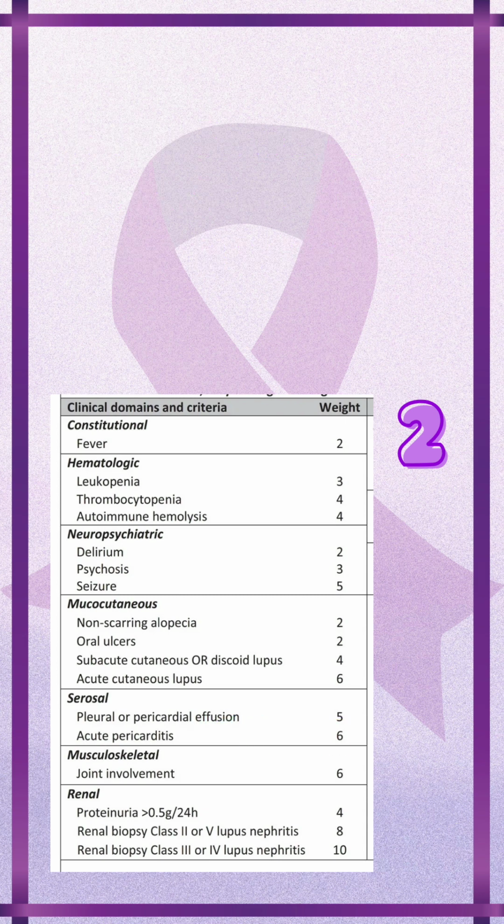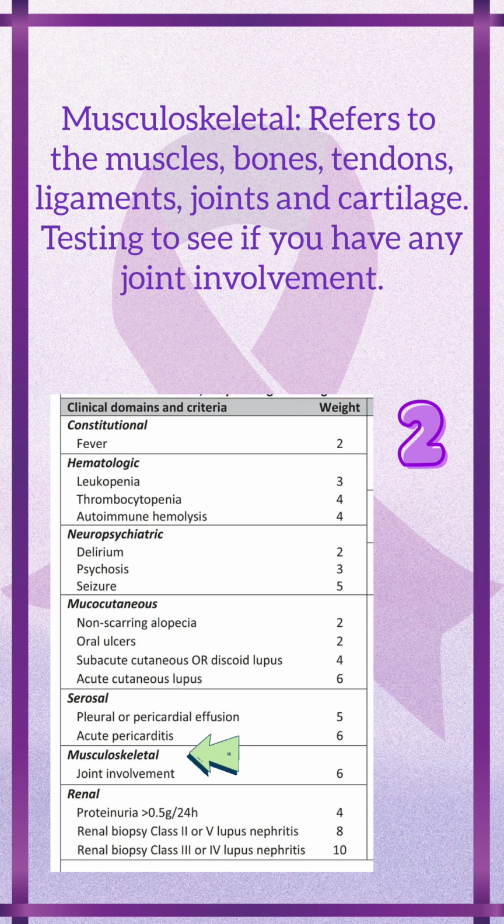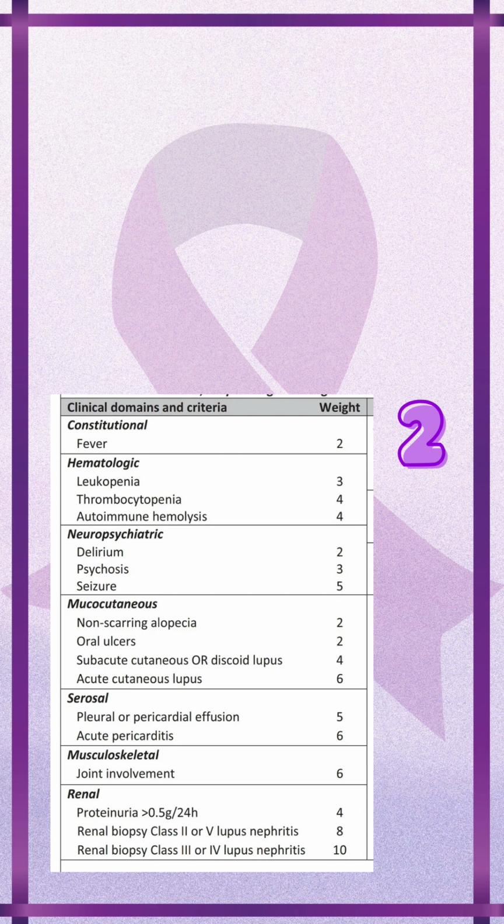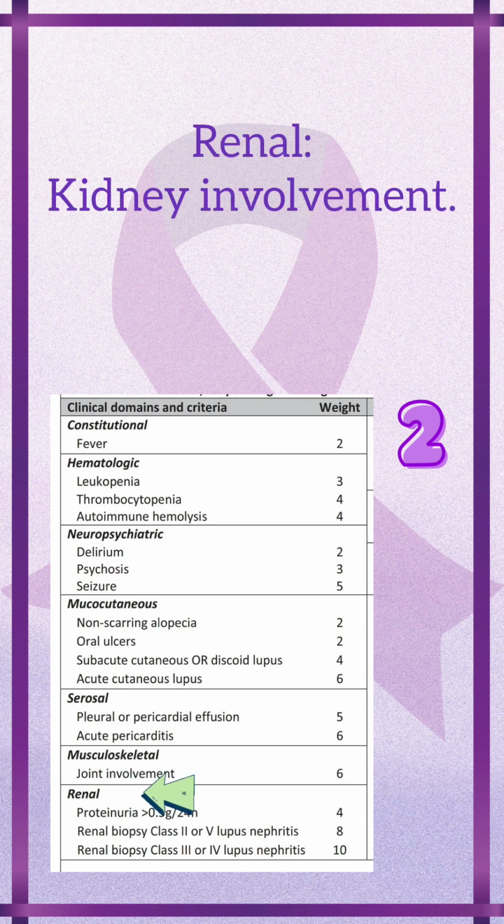Okay, next we have the musculoskeletal domain, which refers to the muscles, bones, tendons, ligaments, joints, and the cartilage. This consists of testing to see if you have any joint involvement. If you do, this would score you 6 points. Next, we have the renal domain. Renal meaning kidney involvement, okay?